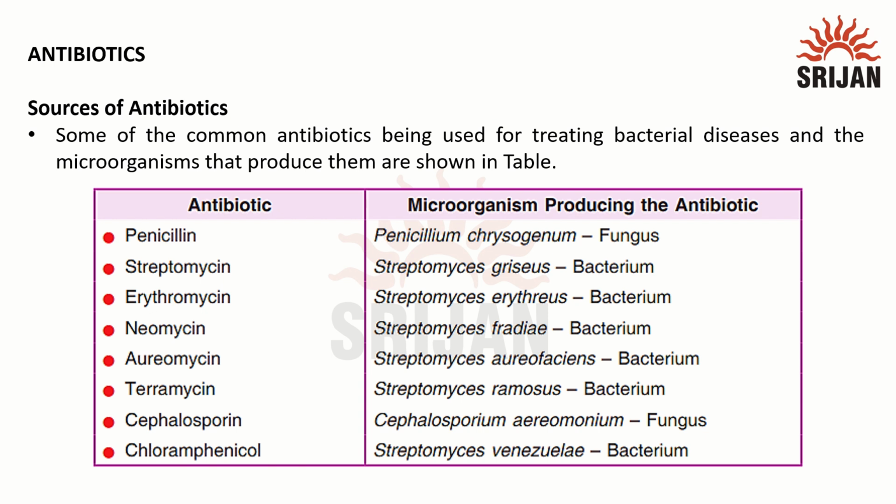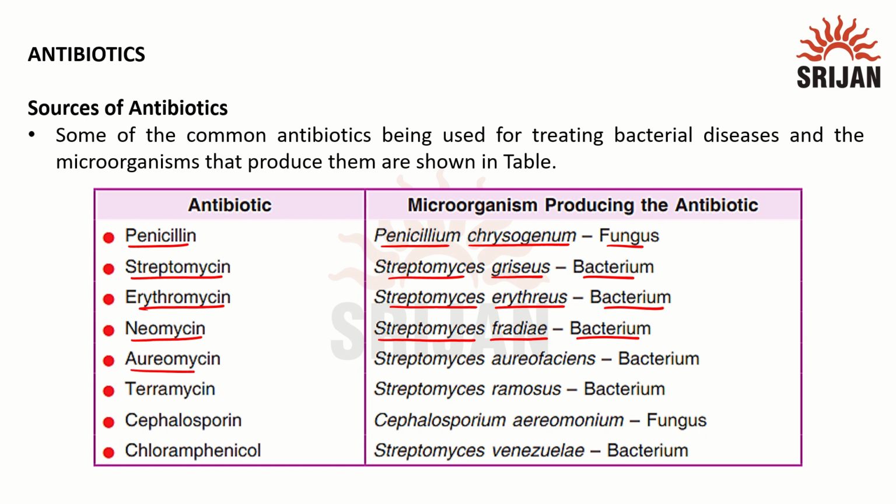Now if we take the sources of antibiotics, there are many microbes that act as sources. For example, we have penicillin. Its source is a fungus known as Penicillium chrysogenum. Next we have streptomycin, where the bacteria Streptomyces griseus gives the chemical. Erythromycin is extracted from another species of Streptomyces, that is Streptomyces erythreus. It is a bacteria. Neomycin is extracted from Streptomyces fradiae. This is also a bacteria.